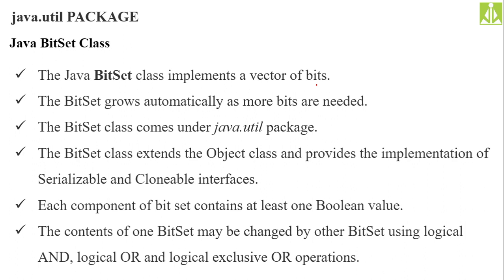So the bit set grows automatically as more bits are needed. If you need more bits in the bit set, it will grow automatically. The bitset class comes under the java.util package. It is a part of your util package, and that util package only we are discussing. And it extends the object class and implements the serializable and clonable interfaces.